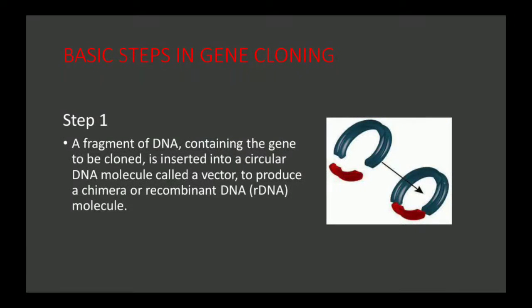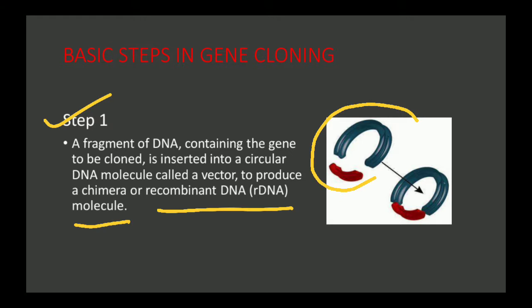Next are the basic steps of gene cloning. What is step number 1? A fragment of DNA containing the gene to be cloned is inserted into a circular DNA molecule, which is called a vector, to produce a chimera of the recombinant DNA molecules. See, here you can see a very simple representation of the phenomenon. I have given you a fragment of DNA that is red in color, and it contains the gene to be cloned, and it is inserted into a circular DNA molecule, which, the blue, is called the vector, to produce a chimera, or recombinant DNA molecule. So, blue is the vector and red is the fragment of DNA.